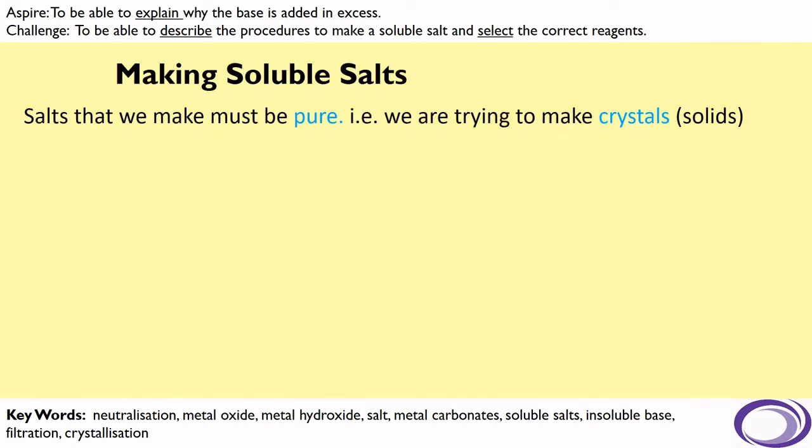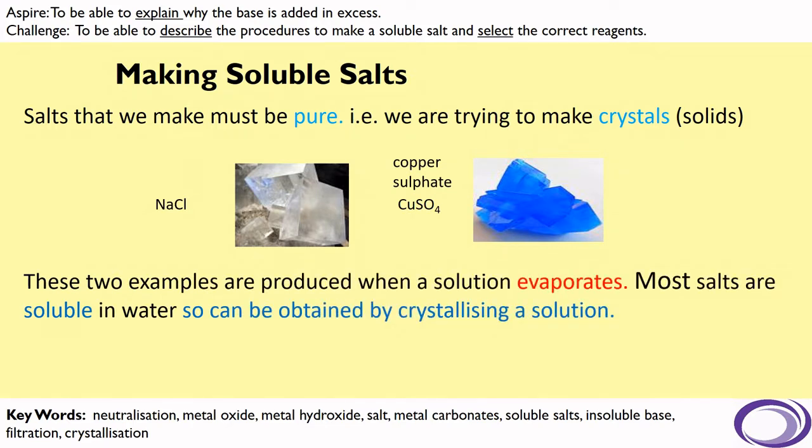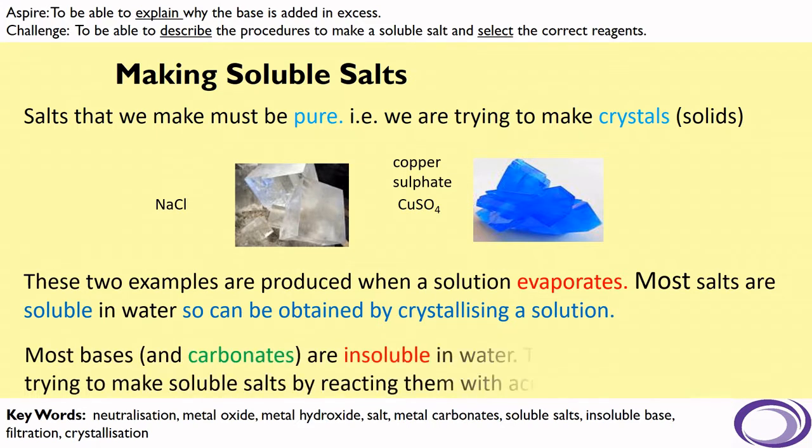So, the salts that we make, we try to ensure that they are pure. And if we are making a salt, we are making solid crystals of that salt. And they'd look something like this. Those two examples are produced when a solution evaporates. Most salts are soluble in water, so can be obtained by crystallizing a solution.